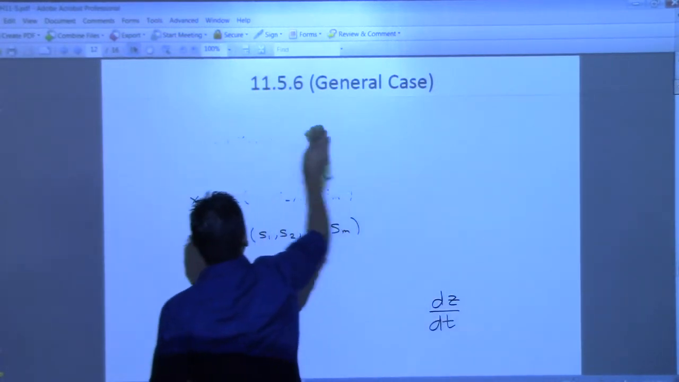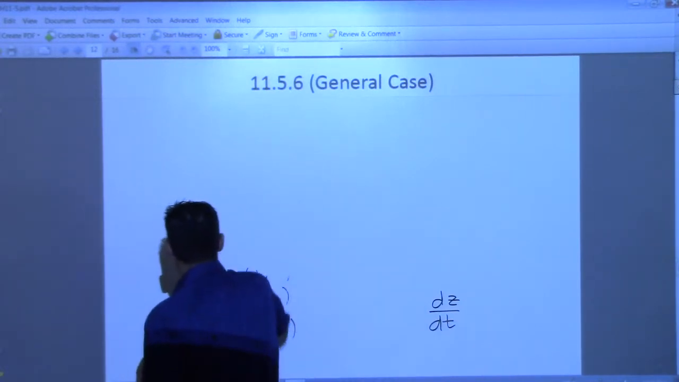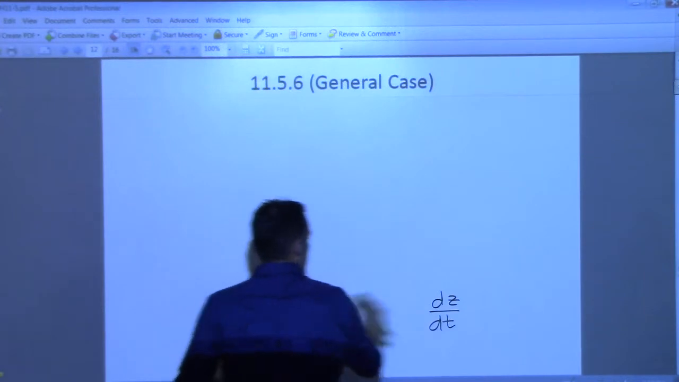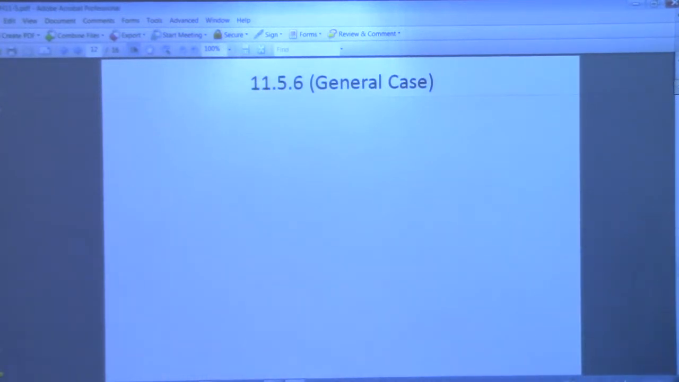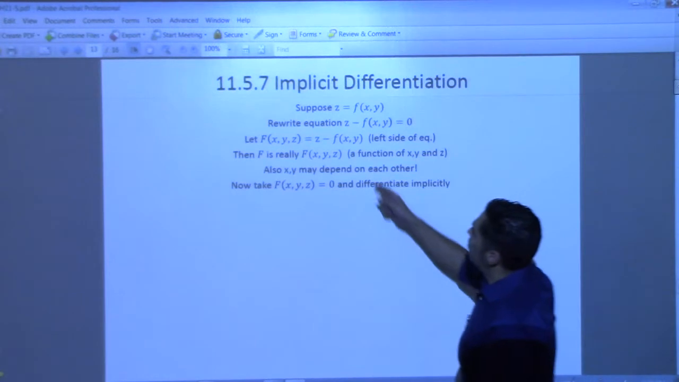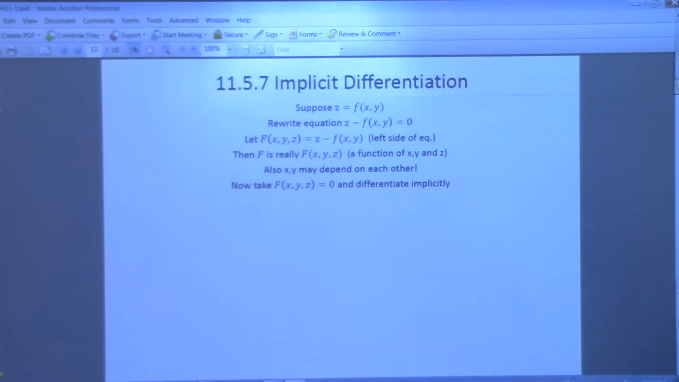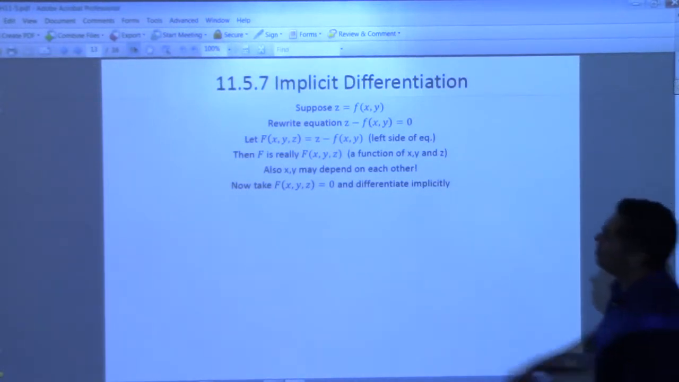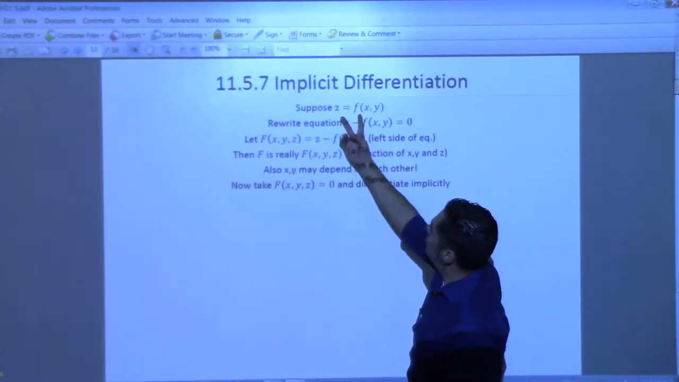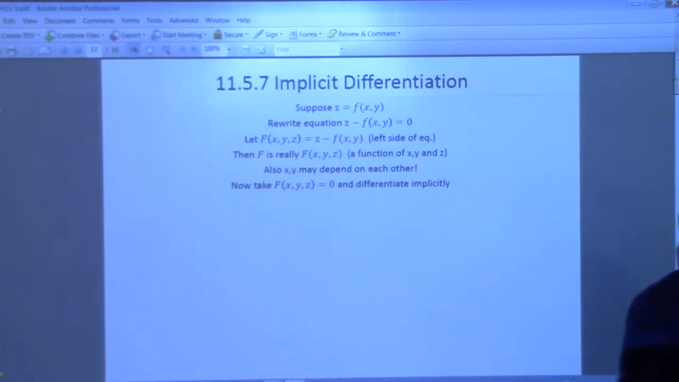Okay, so now let's take a look at some special cases. Sometimes this tree can be a little bit tedious, and so let's take a look at some special cases here. So let's say that we have a good old-fashioned z equal to a function of two variables. All right, so this is like a surface. Then, because z is a function of two variables, we can always move this to the left-hand side, and then we get this equation, wouldn't we?